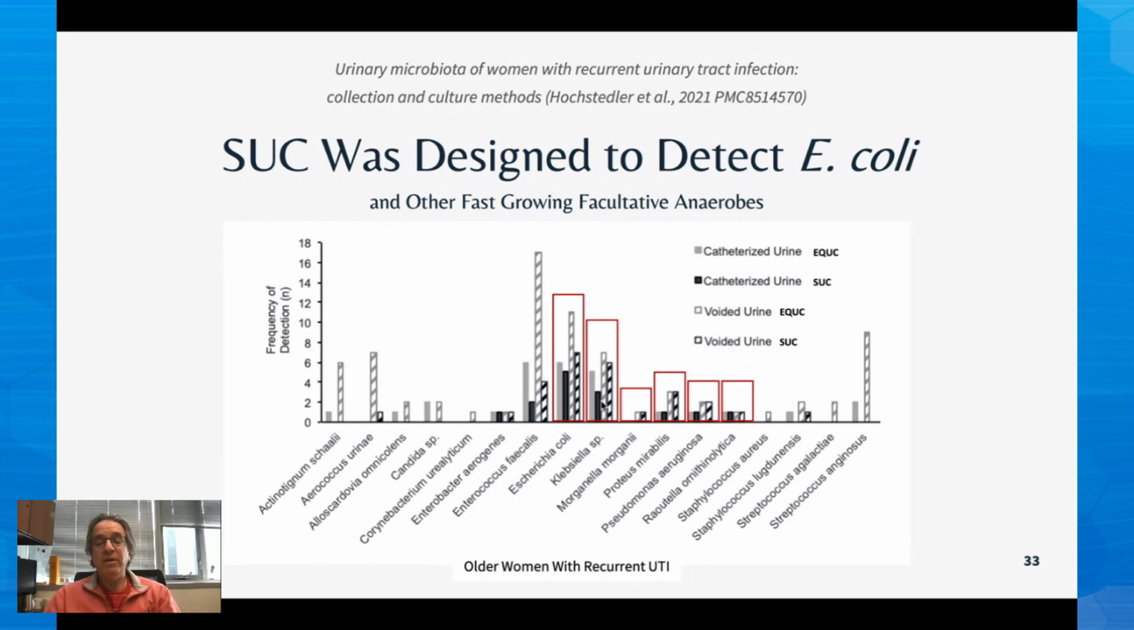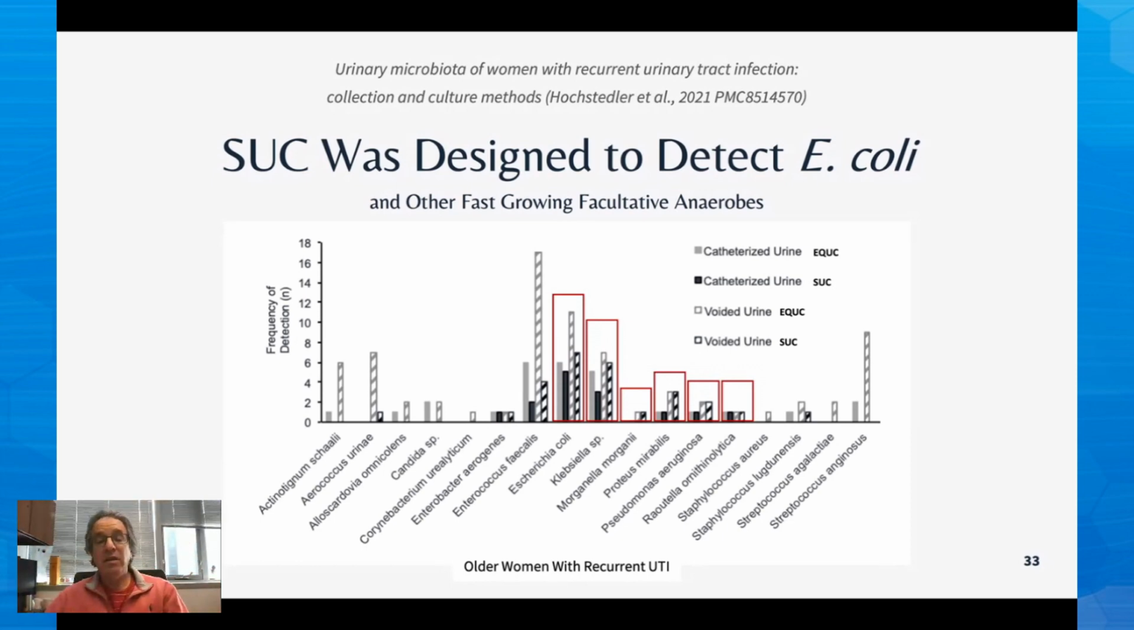EQUAC did a little bit better than SUC for Klebsiella. For the cath urine, pretty much the same for the voided urine. And then over here, they're pretty much identical. So these are the fast-growing facultative anaerobes, the bacteria that can grow under anaerobic conditions or aerobic conditions, ambient conditions.